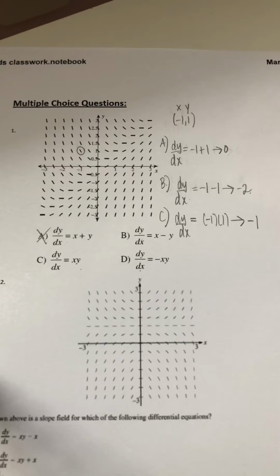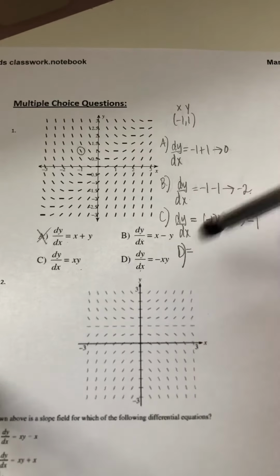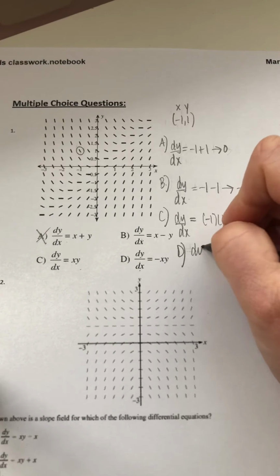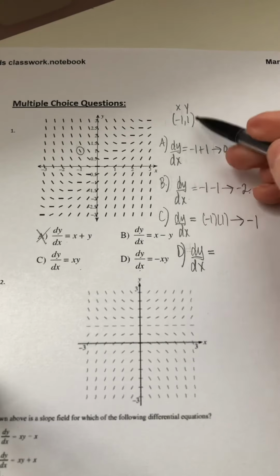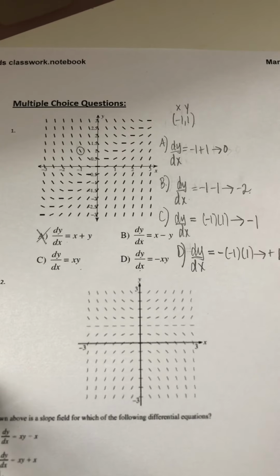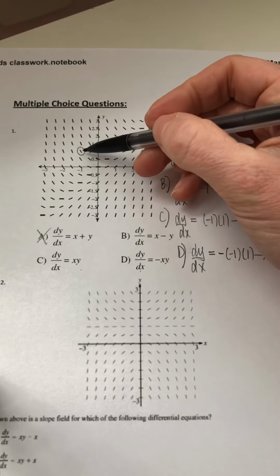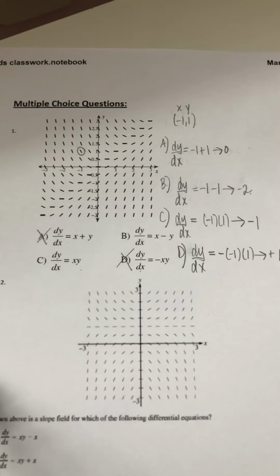If I go to choice D and substitute in my -1 for x and my +1 for y, there's already a negative in the formula. I think we'll be able to eliminate this one because it looks like my slope is coming out to be positive, which is, again, not what that mini tangent line is suggesting. So at least we're down to B and C.